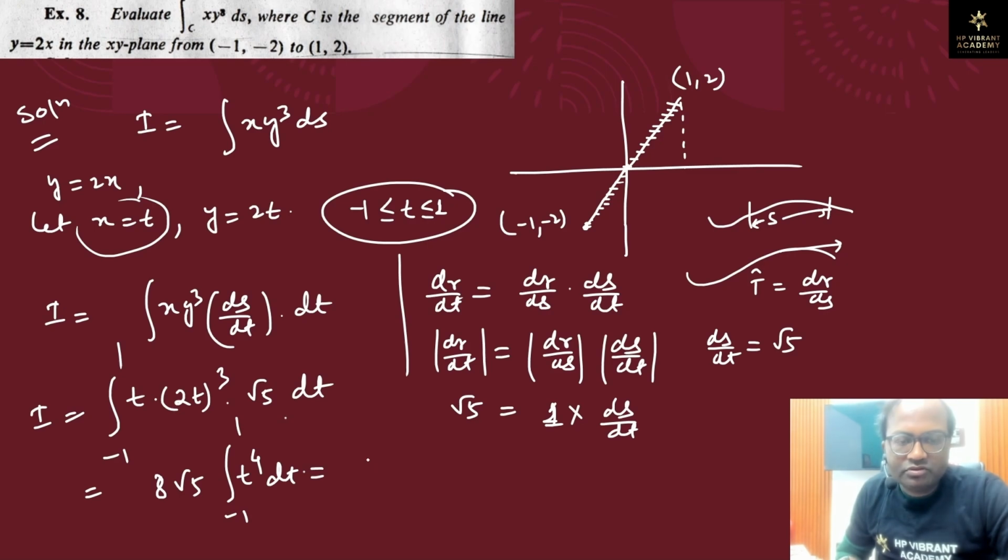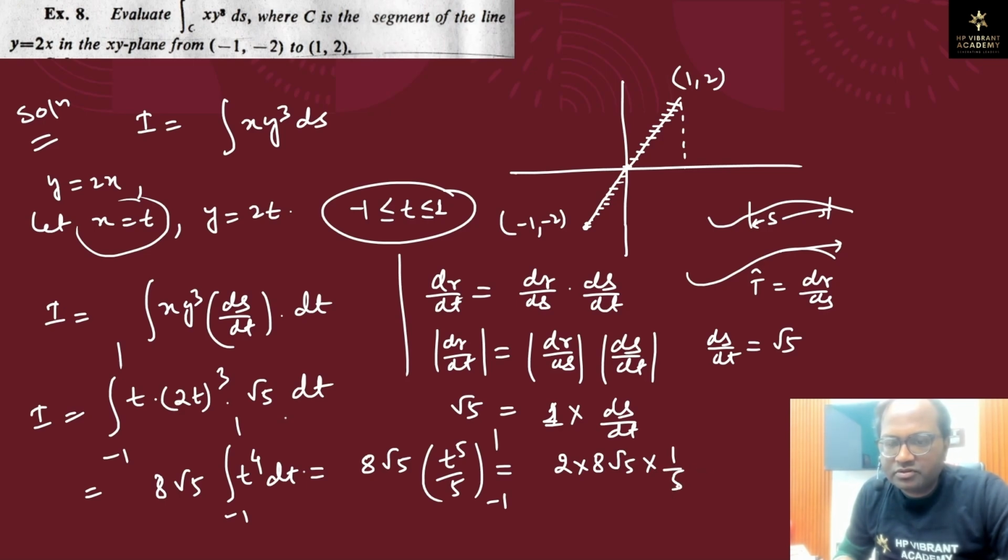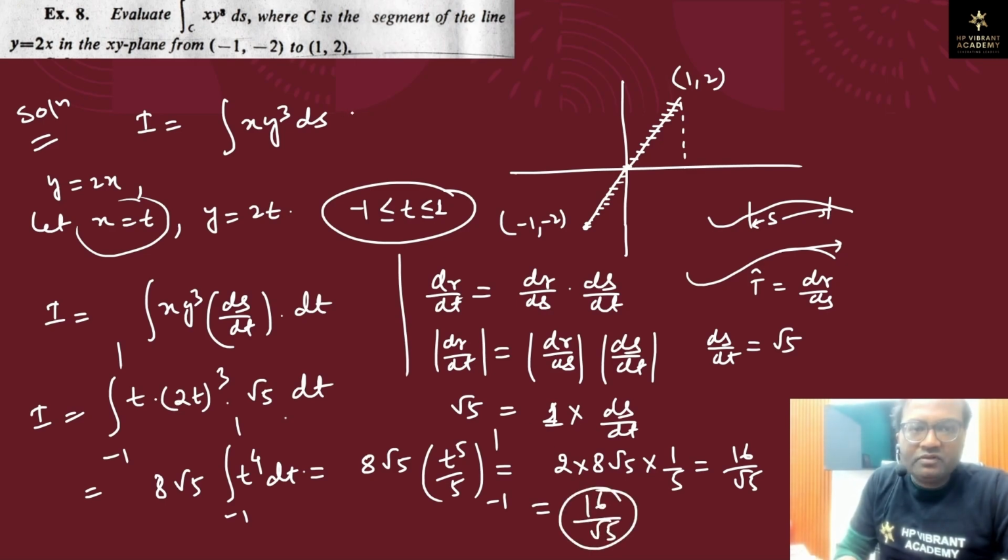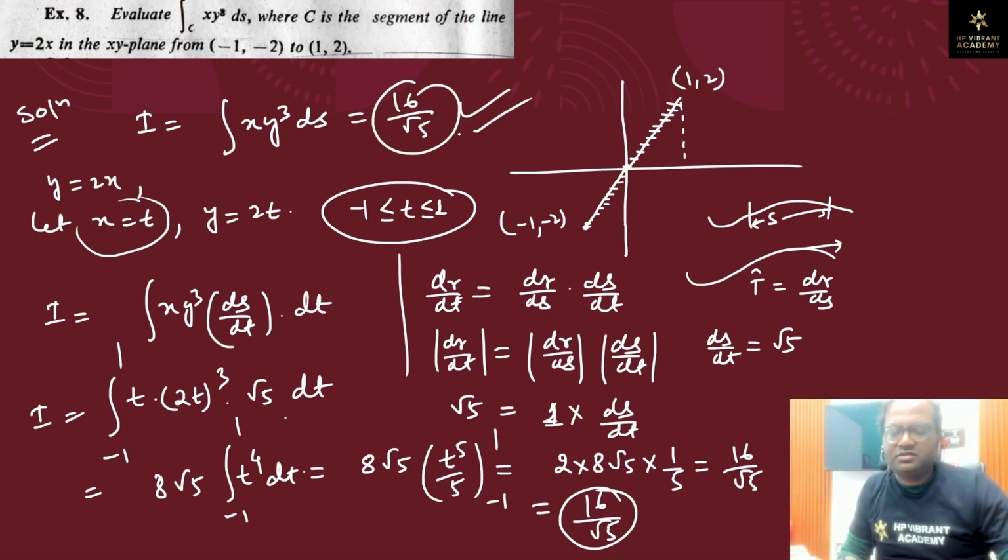So this is equal to 8 root 5 into t to the power 5 upon 5, with limit minus 1 to 1. So this will be equal to 2 times 8 root 5 into 1 upon 5. So this is 16 upon root 5, which is the value of this. As simple as that.